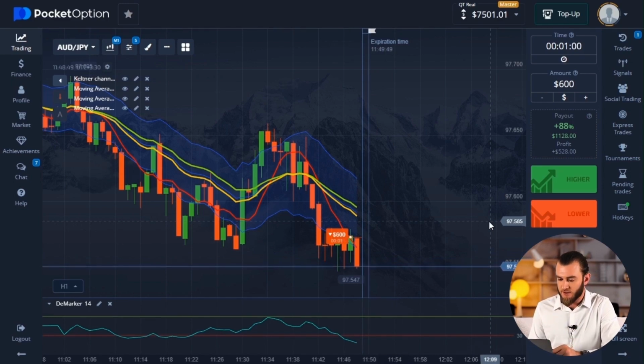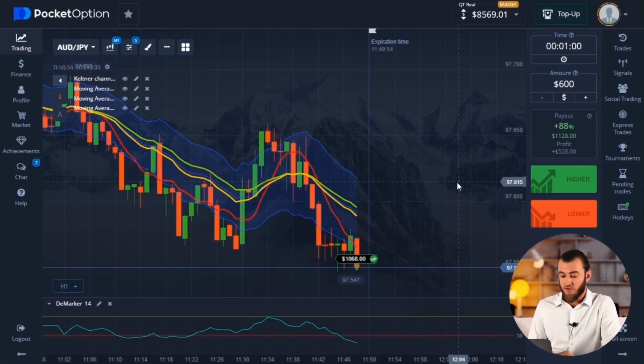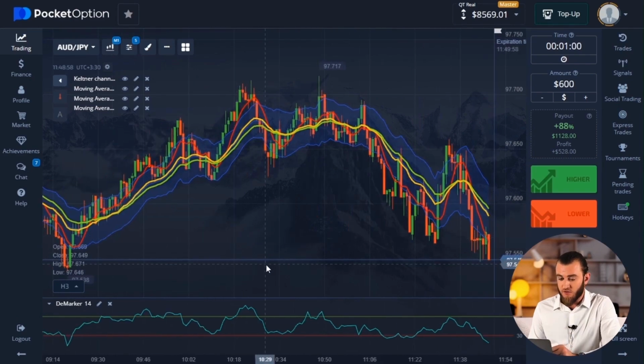It's an interesting indicator. Look, confidently, our deal is closing with a big plus. Great, we have $468 in cash. Let's find new opportunities to make a deal and increase our earnings.